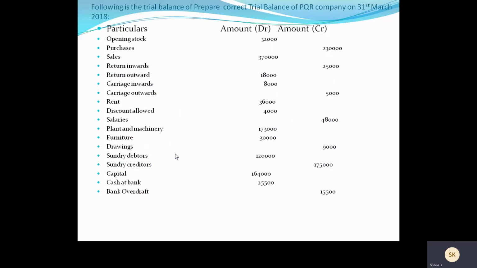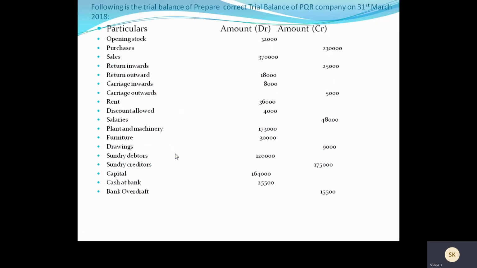So this is the question which was given here to rectify. Here bank overdraft is given 15,500 in the credit column, which is correct. So we have to identify which is correct and which is wrongly posted here. Purchases are related with the debit amount column, no? So it comes under the debit list, but the amount 2,30,000 is shown in the credit amount column. That should be rectified, and we have to bring that 2,30,000 to the debit amount column.